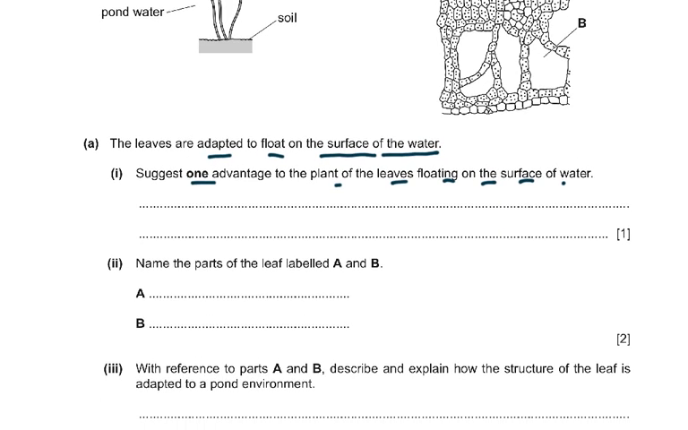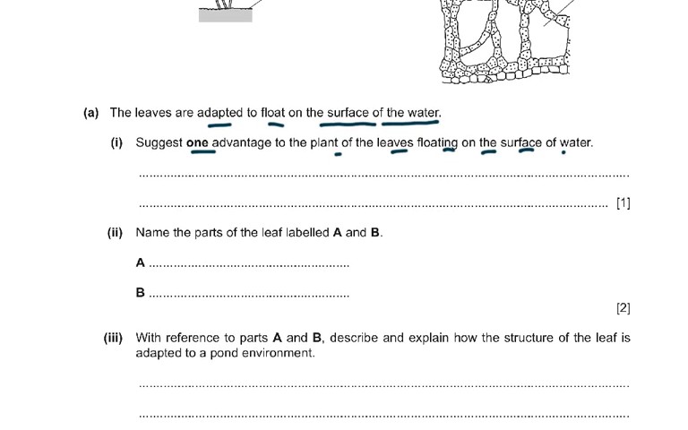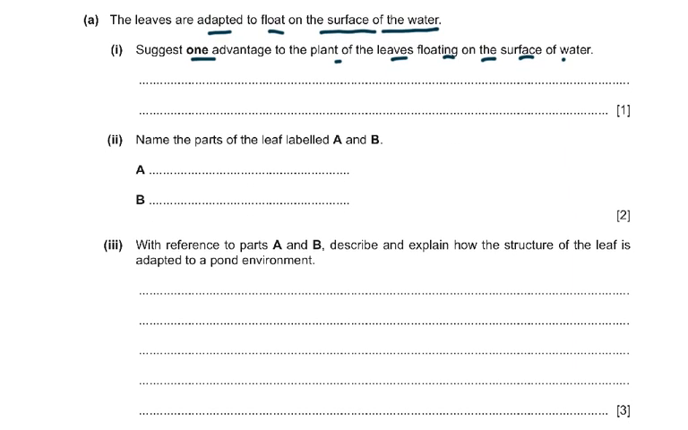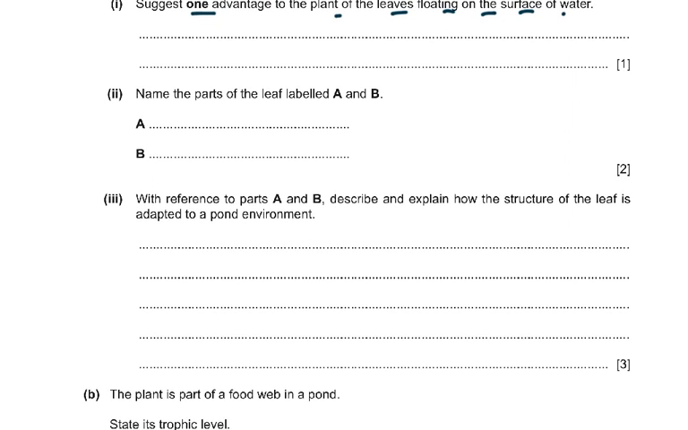Then with reference to parts A and B, describe and explain how the structure of the leaf is adapted to a pond environment, which is 3 marks. So stomata are on the upper surface, so there's gaseous exchange, the air can enter the leaves, then the carbon dioxide will be available for photosynthesis. Then large air spaces, so the air spaces make the leaf buoyant or make it easy to float, so it's less dense.